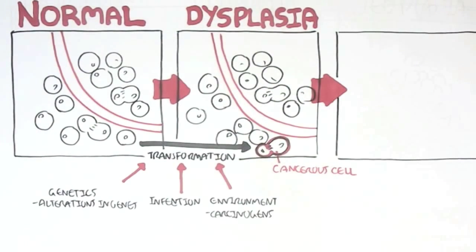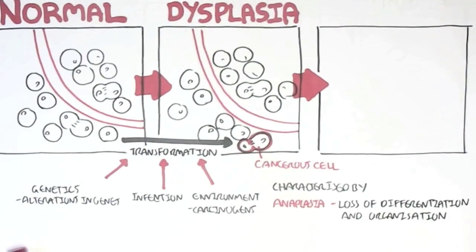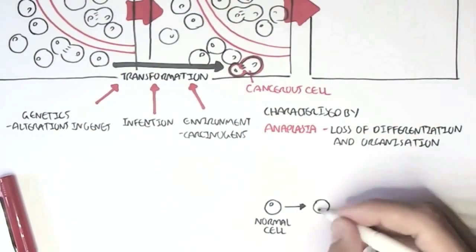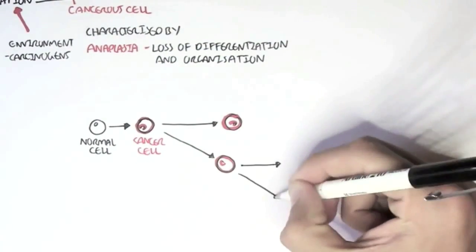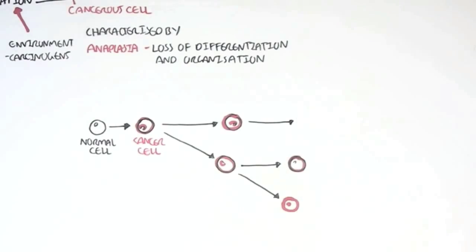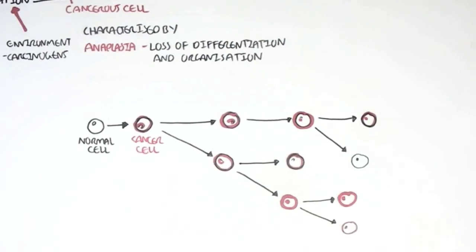Before continuing on, we should know a little bit more about the cancer cells. Just to summarize, cancer cells basically do their own things. So cancer cells are characterized by anaplasia. Anaplasia means loss of differentiation and organization. So first of all, if a normal cell becomes a cancer cell through mutation changes, the cancer cell itself can have further mutations, causing it to be different than the previous one. And so you have a variety of cancer cells. They're never the same.